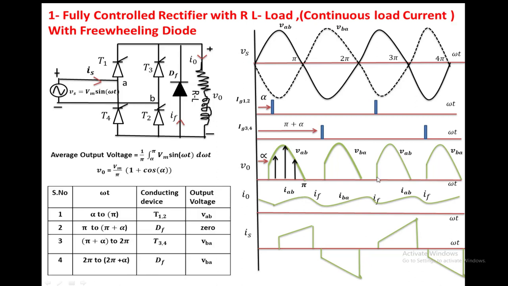Now we are keeping this circuit operation in tabular form. Alpha to pi, T1, T2 is conducting, the load voltage is equal to VAB. Pi to pi plus alpha, DF is conducting, the load voltage is 0. Pi plus alpha to 2 pi, T3, T4 is conducting, the load voltage is VBA. And 2 pi to 2 pi plus alpha, DF is conducting, the load voltage becomes 0.